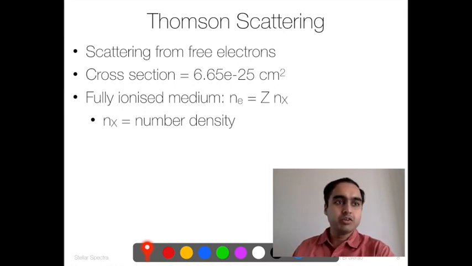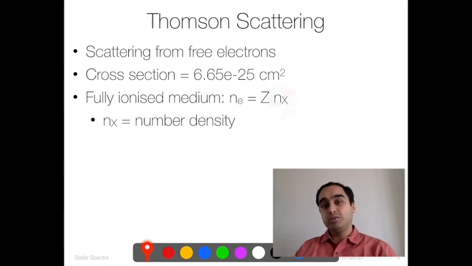So if you have some medium which is fully ionized, then the number of electrons that you would have depends on the atomic number of the species that was present and the number density of that species. So if I have say 100 hydrogen atoms per cubic centimeter, or if I want to take a projected area and I am saying that I have say 100 atoms per square centimeter, and they are fully ionized, then that means I have 100 electrons. So Ne would be 100 electrons per square centimeter.